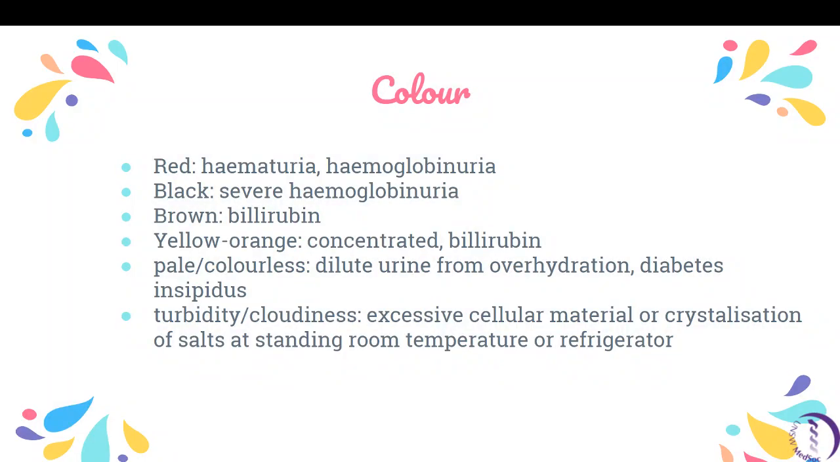You can also comment on the color of the urine itself. If it's red, it's hematuria or hemoglobinuria. If it's black, then it's severe hemoglobinuria. If it's brown, that'll be bilirubin. Yellow or orange, it's concentrated or bilirubin. Pale or colorless, it might be diluted, or it could be diabetes insipidus. If it's turbid or cloudy, there could be excessive cellular material, or it could be because the salts have crystallized from being left standing at room temperature or in a refrigerator. For most cases of urinalysis, you will just have a fluid, and it will mainly be elevated glucose or something like that. So that's something you can comment on, the color, if you'd like.